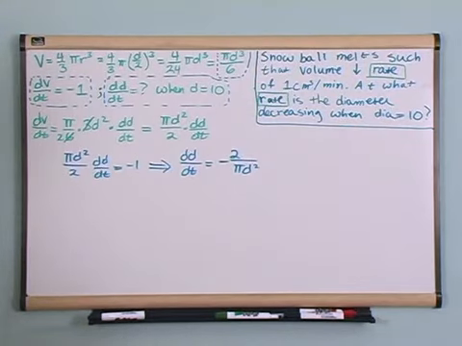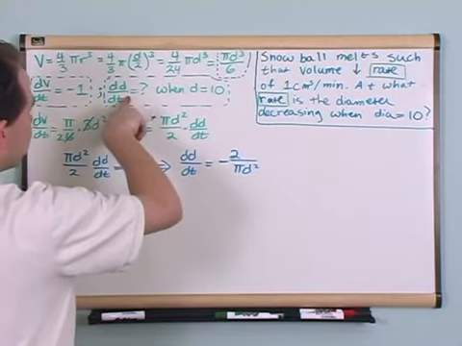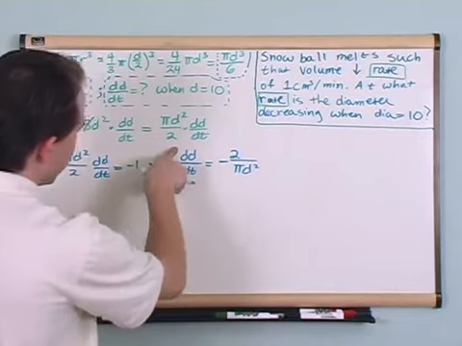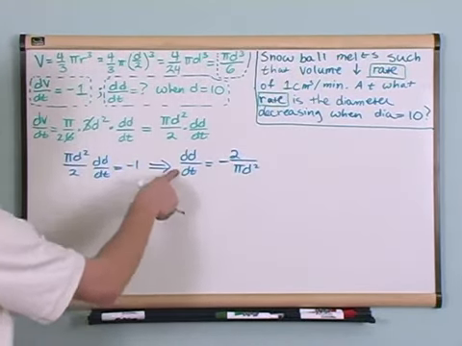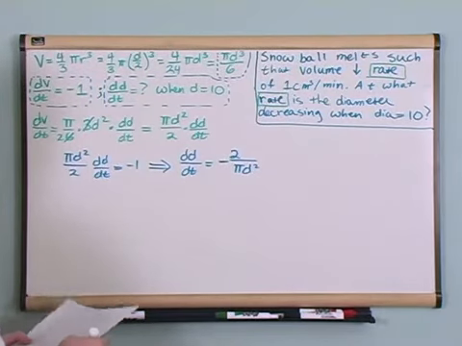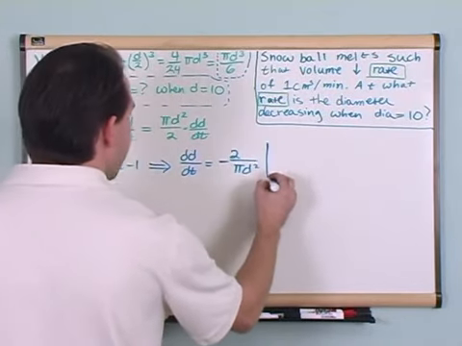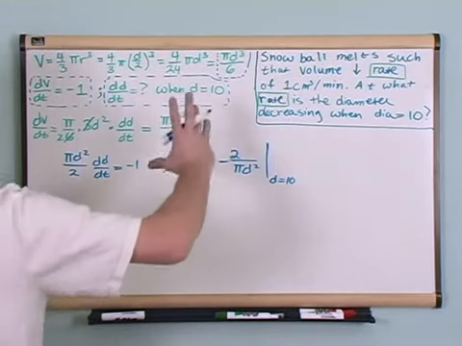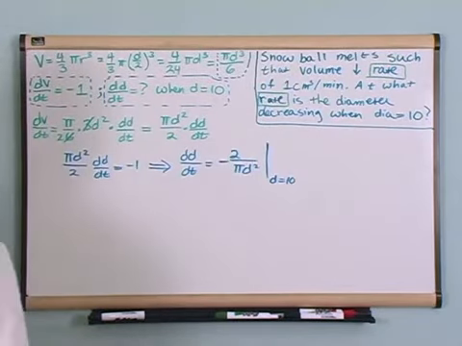Now look at what we have here, you see. What they're asking us to find is the derivative of the diameter with respect to time when the diameter is equal to 10. Now look what we have here. We found a formula that expresses the derivative of the diameter, the change of the diameter with respect to time, and it's in terms of d. So all we really need to do at this point is evaluate this, and this is what this vertical bar means, at d equal to 10. This is the formula for the rate of change of the diameter shrinking as a function of the diameter itself. This is exactly what we need to find.